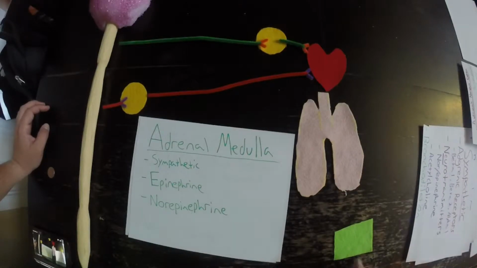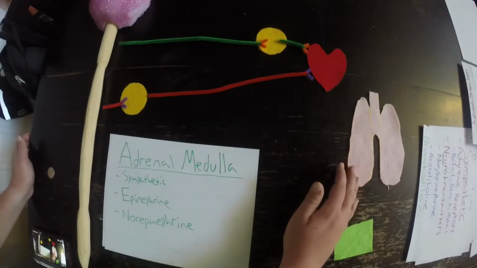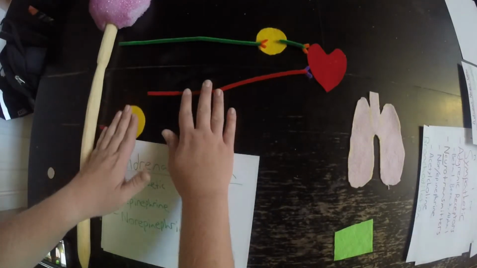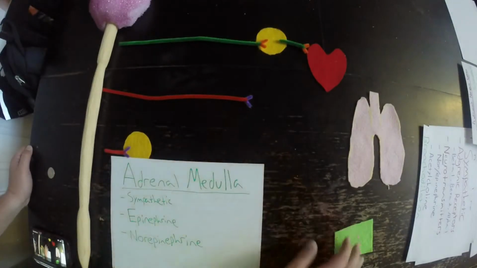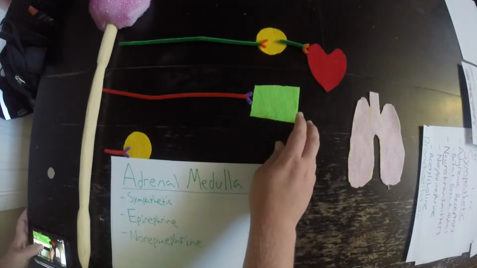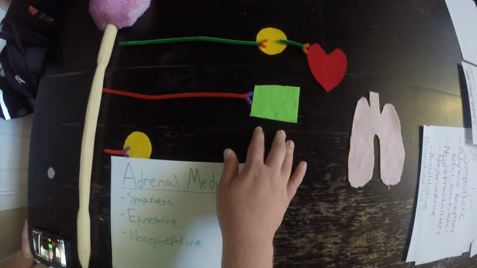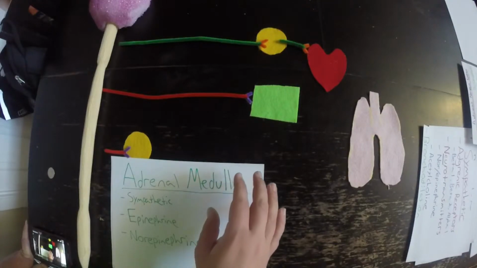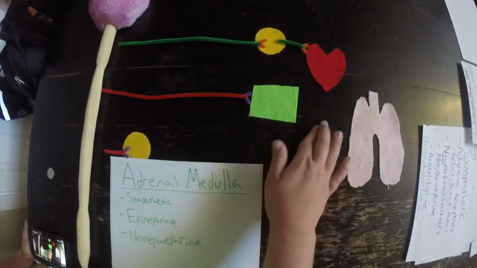The adrenal medulla is also part of the sympathetic division, and it is set up with a ganglionic nerve fiber with the receptor leading to the adrenal medulla. The adrenal medulla will then make epinephrine and norepinephrine and release them into the circulation of the body.